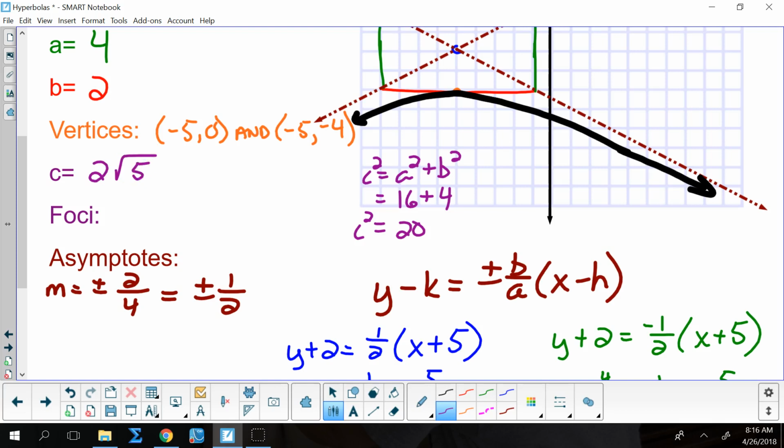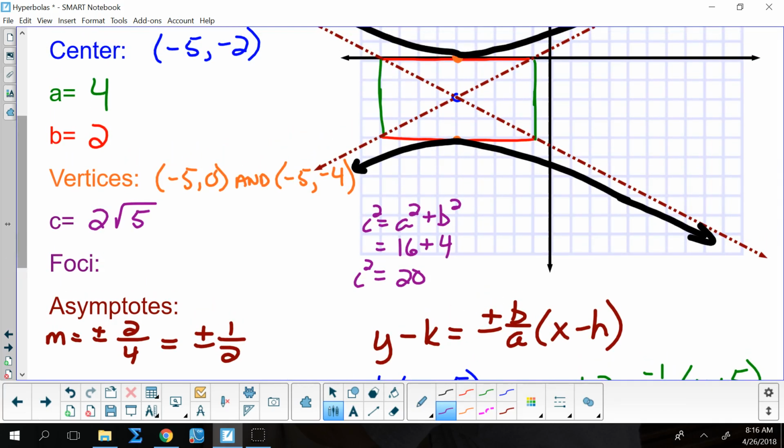Since this is an up and down hyperbola, what do I add the 2 times the square root of 5 to? What part do I add it and subtract it? The y part of the... Somebody just whispered it. Center. So I add it to the y part of the center. So the foci are going to be at negative 5, comma, negative 2 plus or minus 2 square roots of 5.